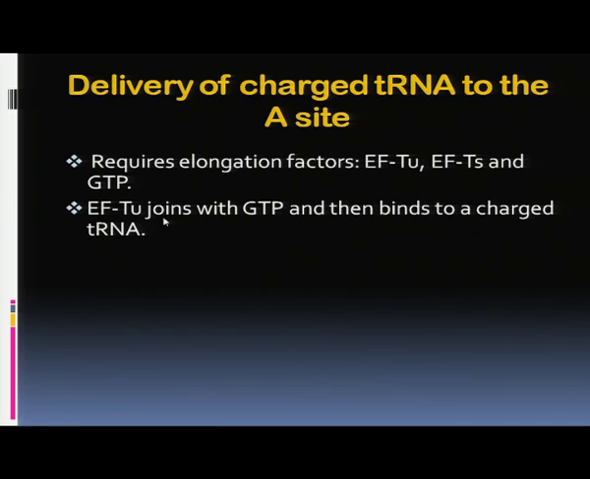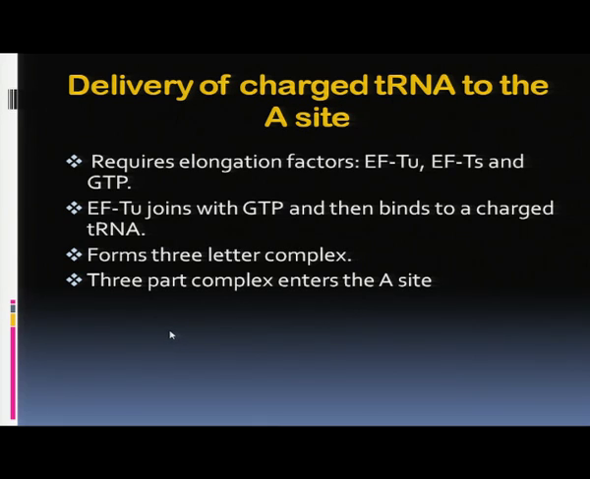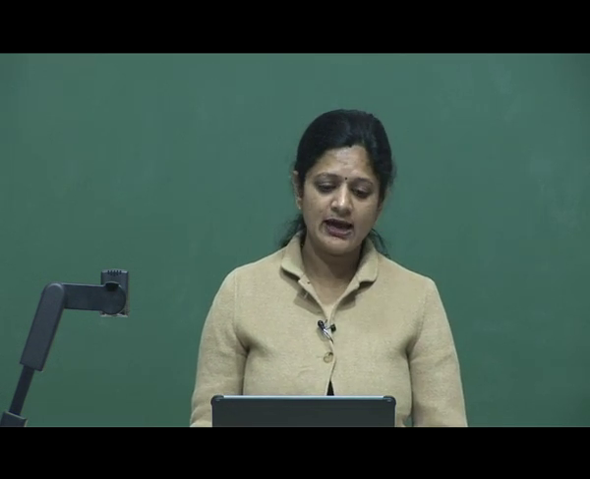Elongation factor Tu joins with GTP and then binds to a charged transfer RNA. Next to this, when elongation factor Tu joins with GTP and binds to the charged transfer RNA, they will form a ternary complex, and this ternary complex enters the A site of the ribosome. The anticodon of transfer RNA pairs with messenger RNA. Whatever codon is there in the messenger RNA, accordingly the anticodon of the transfer RNA will come and bind complementarily with the codon of the messenger RNA.